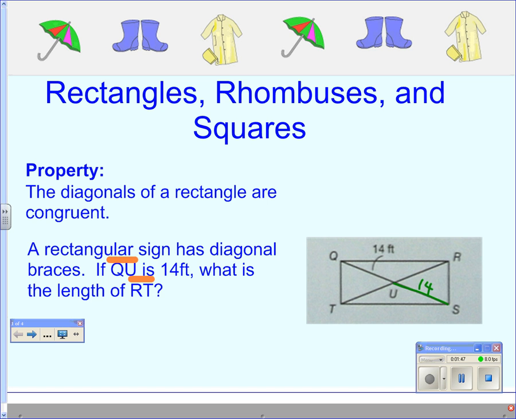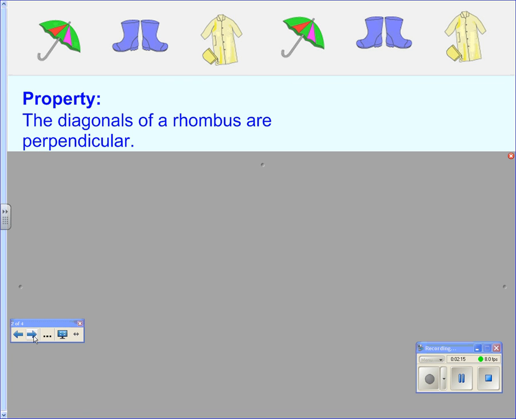14. Do you remember that the diagonals of rectangles bisect each other? They cut each other in half. So what would be the length of RT? 28. Any questions on that? Some of these properties you may have already been using and not even realizing it. Okay.